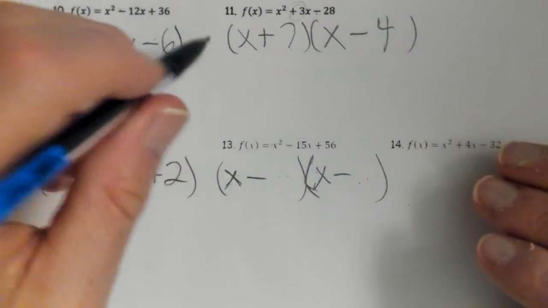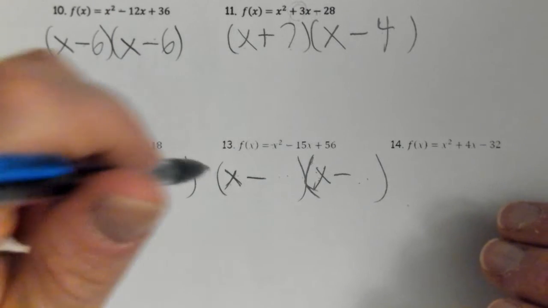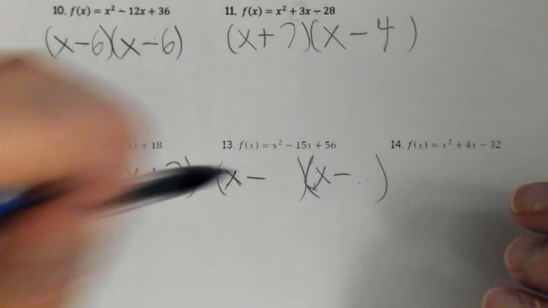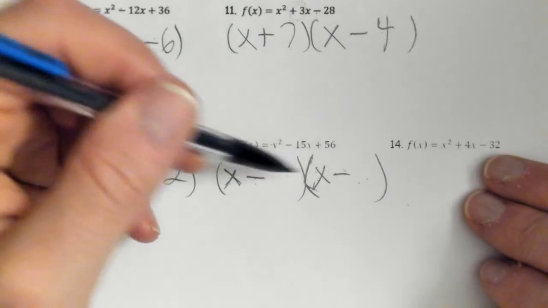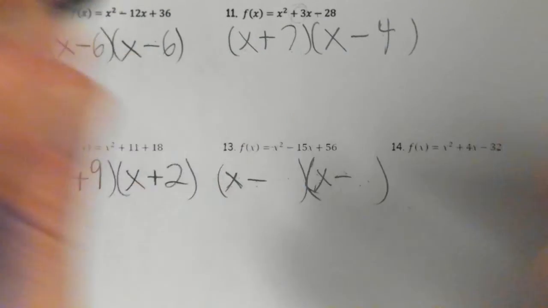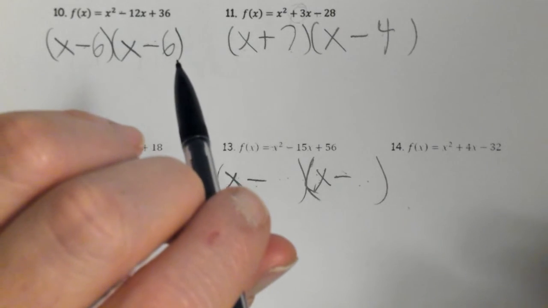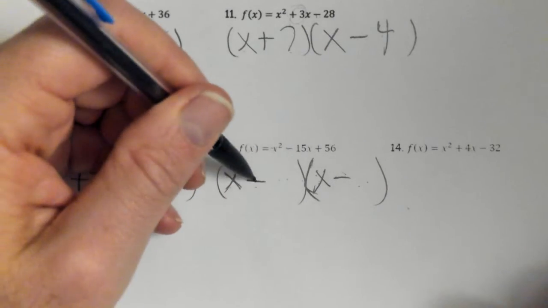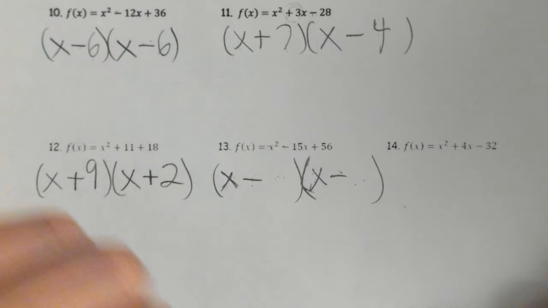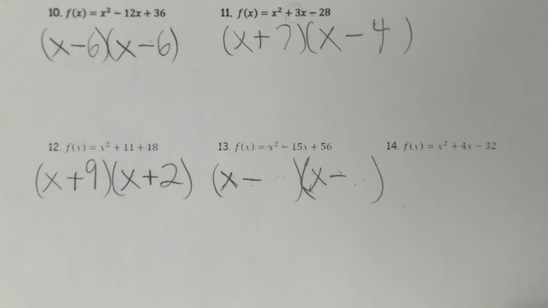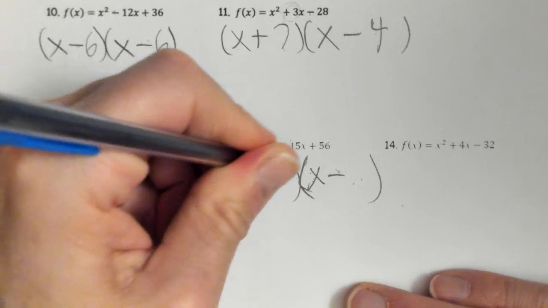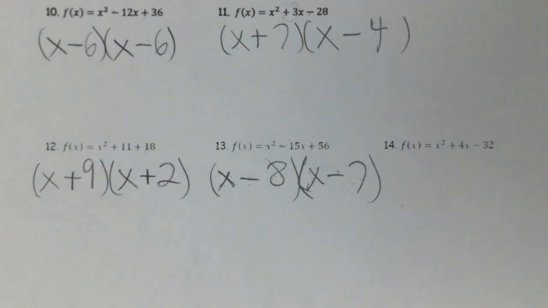Now from here, I need two numbers that multiply together to give me 56, but at the same time combine to make a negative 15 in the middle. Since both of these are negative, I need them to add up to 15. So two numbers that multiply to make 56, but add up to 15. That's what I'm looking for. 8 times 7 comes to mind, and 8 plus 7 is 15, so we're in good shape. We'll write in the 8 here. We'll write in the 7 here.